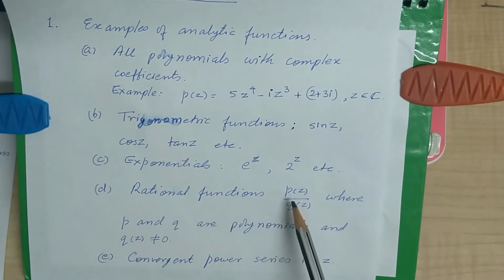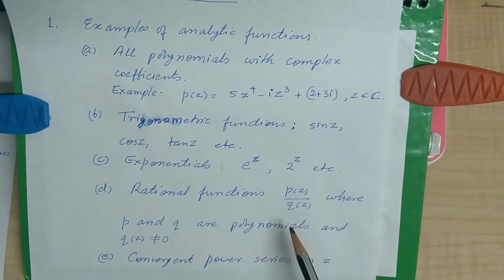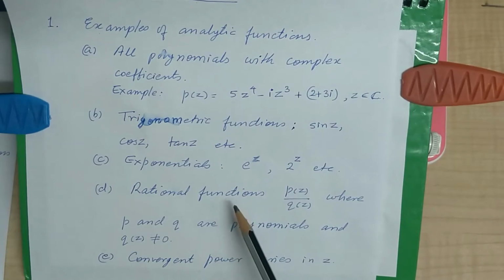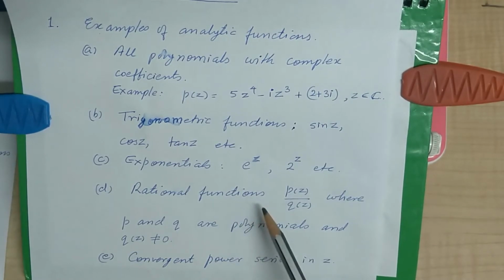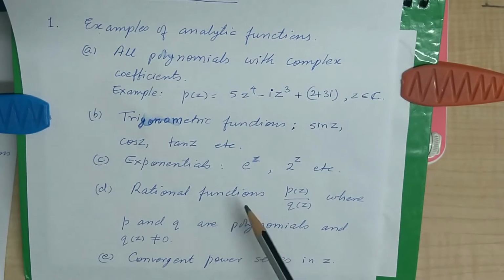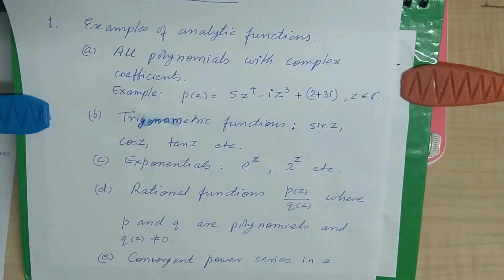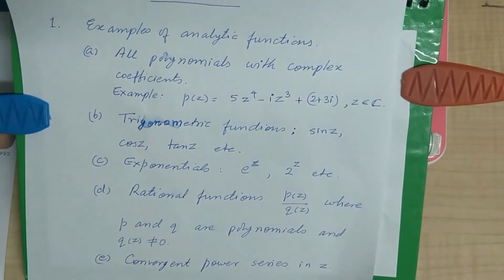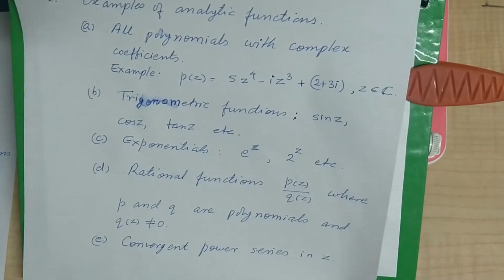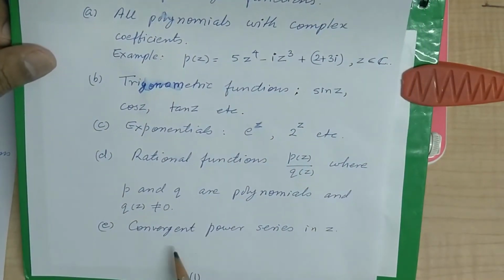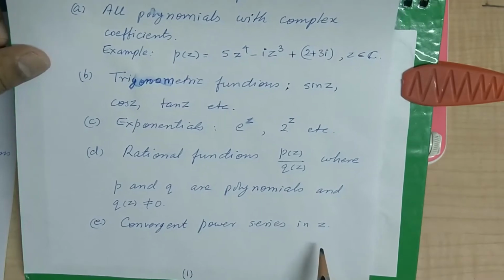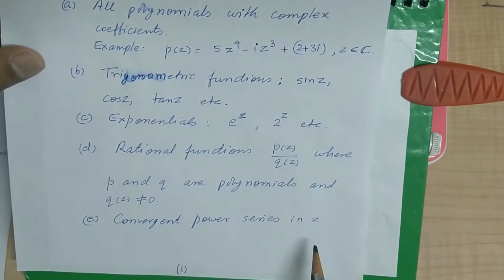which are actually the quotients of polynomials, we have seen a theorem in the earlier videos that quotient of analytic functions are analytic functions, and therefore this is a special case of that theorem. Convergent power series in z, these are analytic functions. In fact, there's a classification of analytic functions which says that any convergent power series in z is analytic in its radius of convergence.